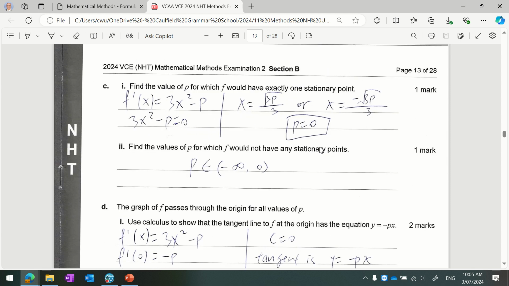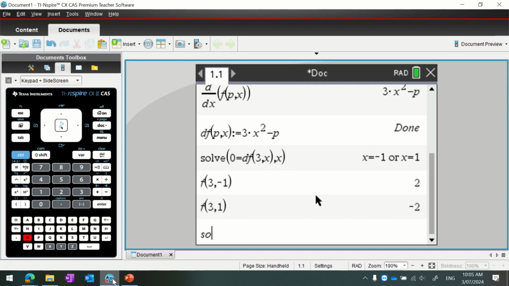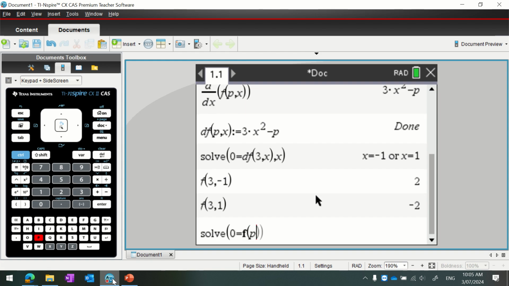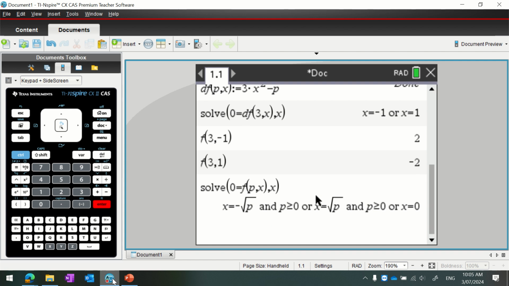Okay, and then we are looking for the values of p for which f would have exactly one stationary point. So this is where we differentiate f with p being unknown, and then we solve for the stationary point when we don't know what p is. We should get this answer. So this is what I did. Px. This means we don't know what p is.